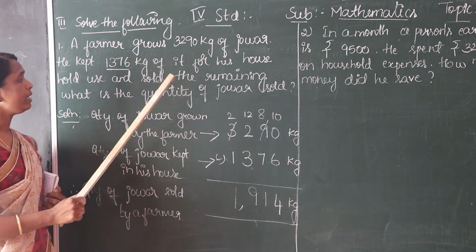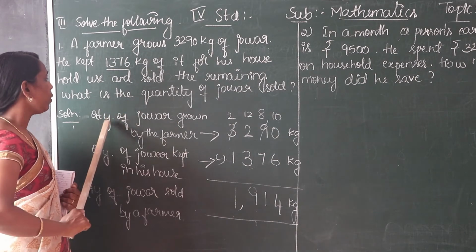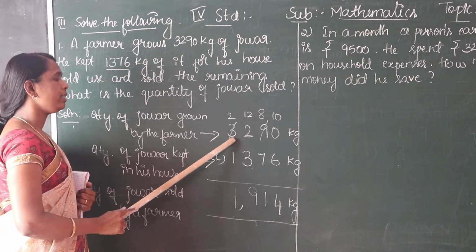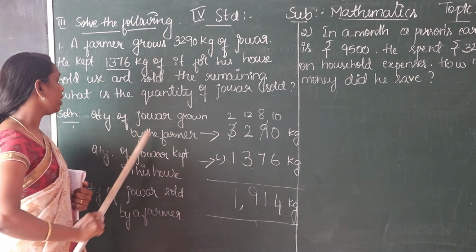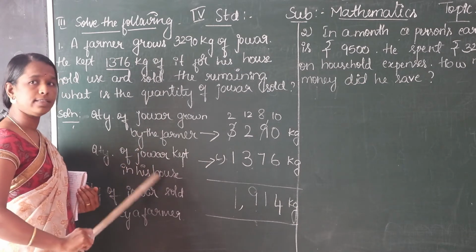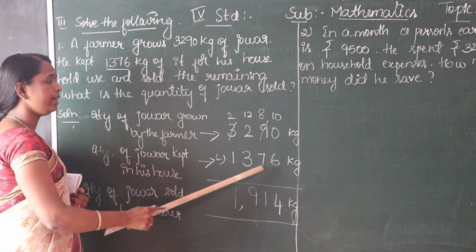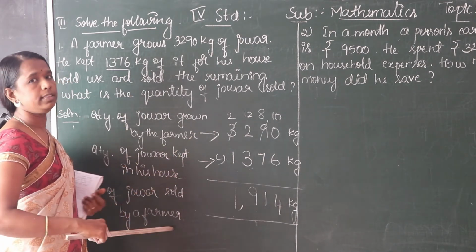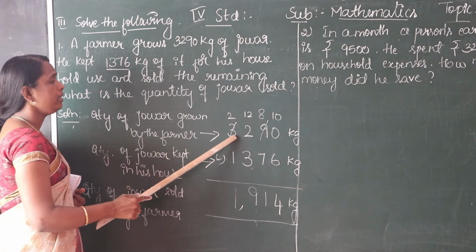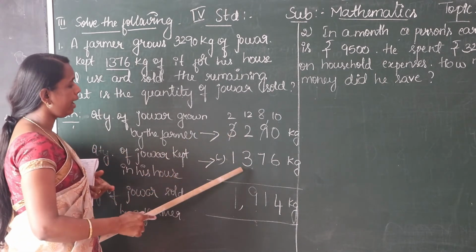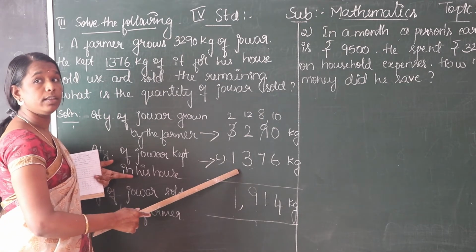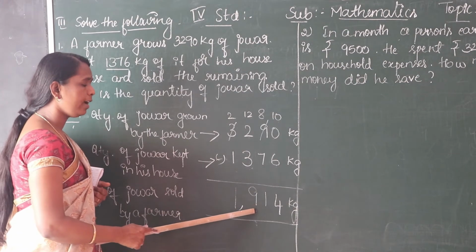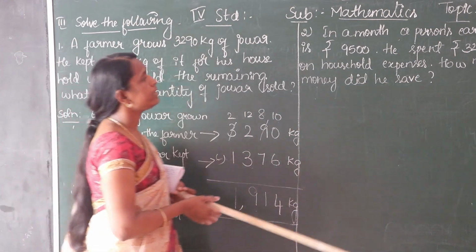1,914 kg. See, once again I will explain this sum, children. Quantity of jowar grown by the farmer is 3,290 kg. So quantity of jowar kept in his house is 1,376. So we have to calculate the quantity of jowar sold by the farmer. That is, we have to subtract the jowar kept in his house from the jowar grown by the farmer. So we finally get 1,914 kg.